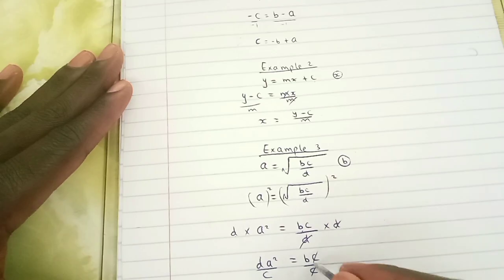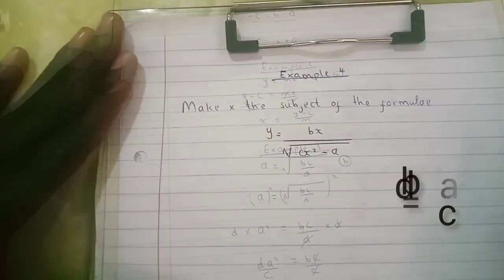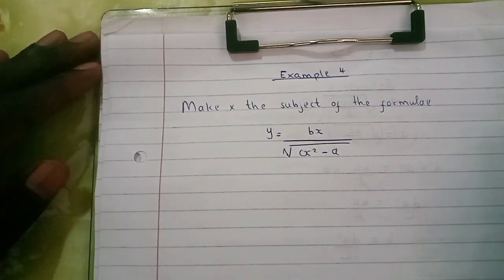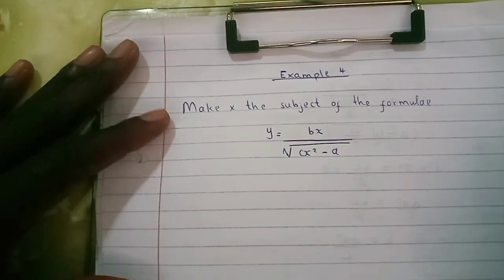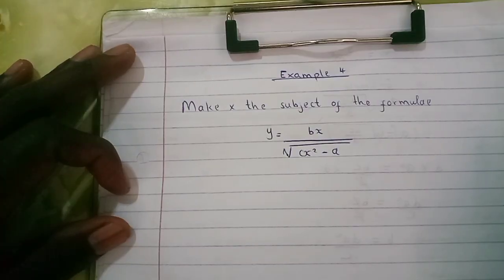So I'll have b equals to d squared all over c. For our last example, which says to make x the subject of the formula, you are given the equation y is equals to bx all over the square root of cx squared minus a. You can take a moment, pause the video and try out the question, see if you can get it.